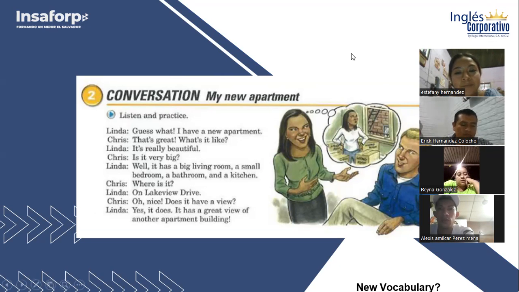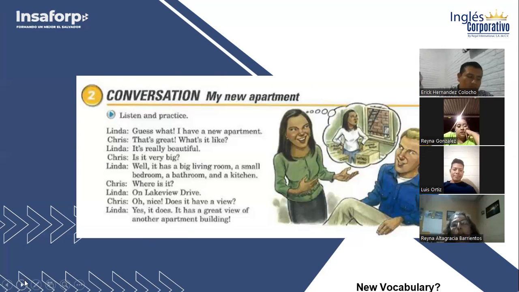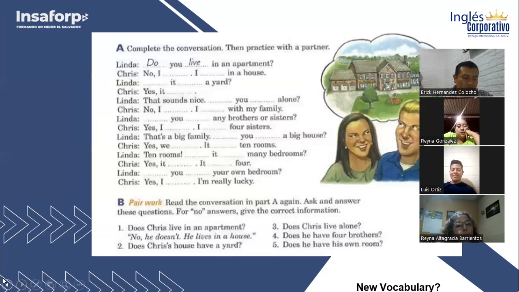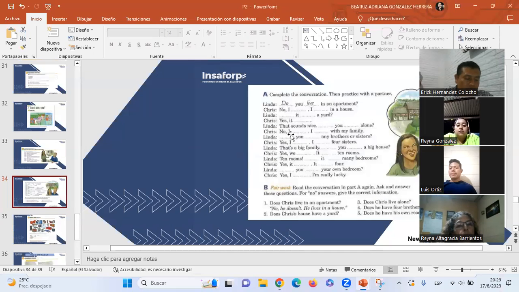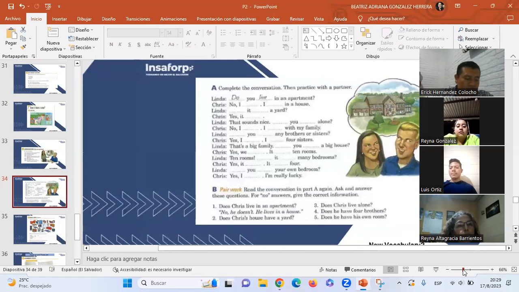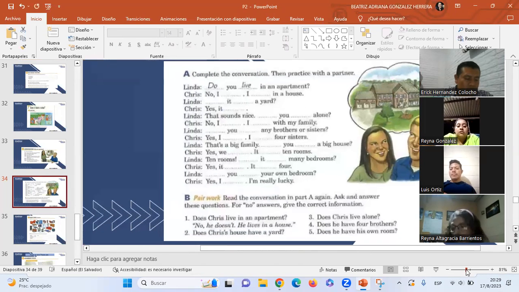Perfect. Wow, you are awesome. You are awesome. You all are awesome. Todos ustedes son increíbles. Gracias, gracias a todos. Ok, vamos a pasar a la siguiente. Ok, siempre hablando de apartment and houses. Okay, so let's do this exercise. Okay, vamos a ver, todos me van a ayudar esta vez.